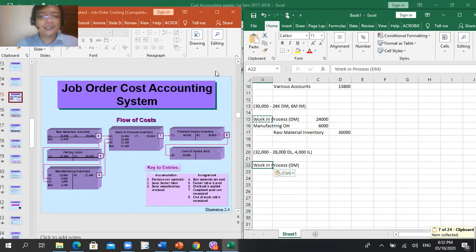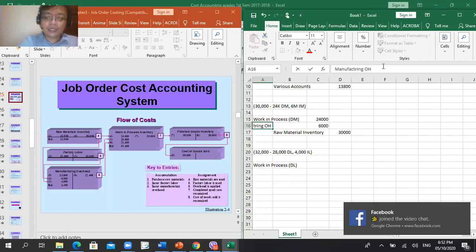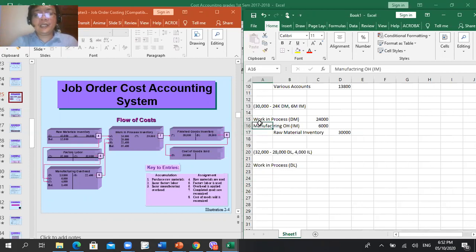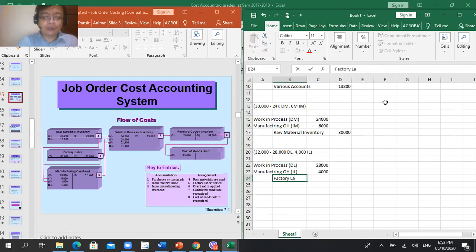Madali na pala sa inyo to eh. O, review na lang. You have direct labor. How about the indirect labor? So it is charged to, again, manufacturing overhead. How much? Direct labor is 28,000 and indirect labor is 4,000. And then you have your factory labor. Tama? How much is the factory labor?